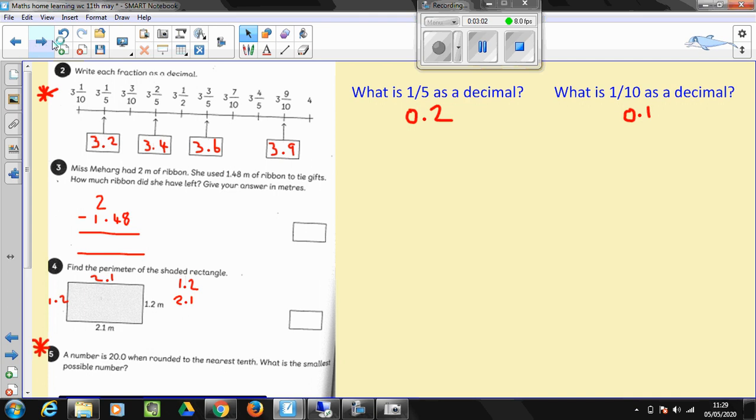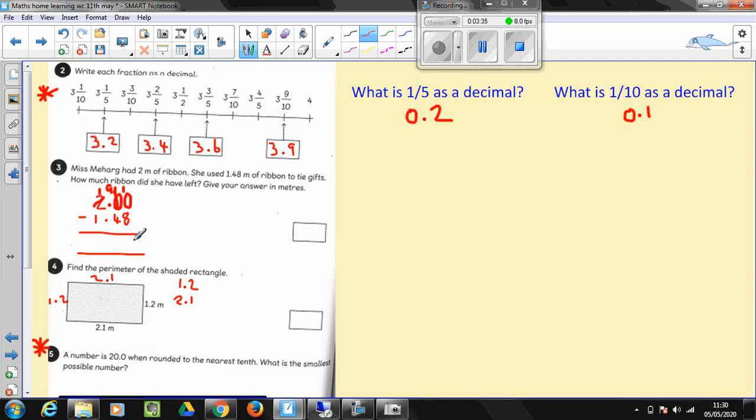Let's have a go at the next question together. This one I found tricky because I'm trying to take away 1.48 just from 2. I need to remember to put in my zeros as my placeholders to help me out. Now I can try and solve it. 0 take away 8. I can't do that one, but there's nothing to exchange from this column. So I'm going to need to exchange from over here into this column. Then I'm going to need to exchange from here over into this column.